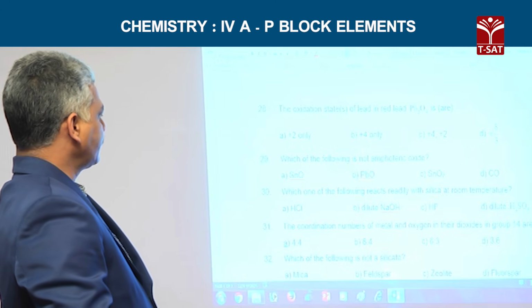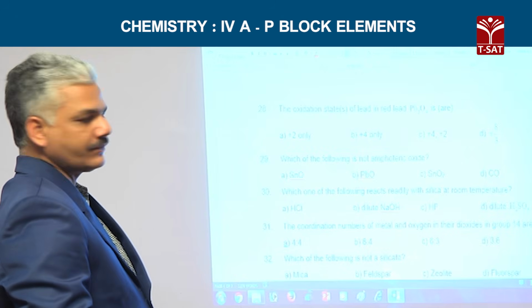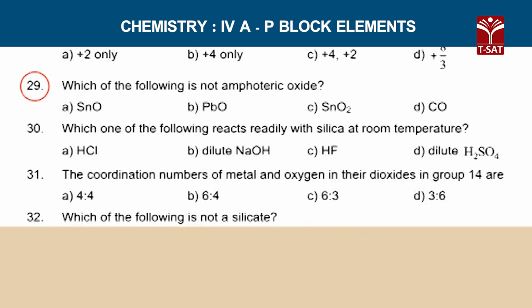29th question. Which of the following is not an amphoteric oxide? Given options are SnO, PbO, SnO2 and CO. Correct answer is D. Carbon monoxide. It is a neutral oxide.